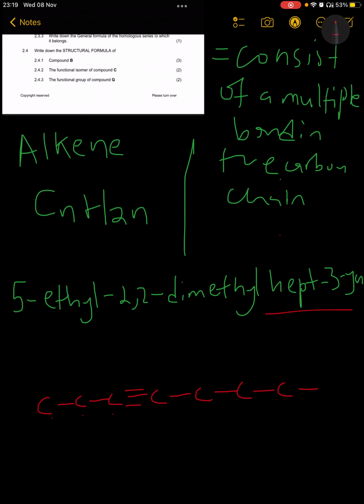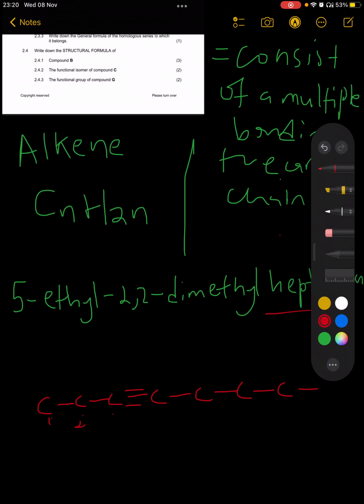Now there is a dimethyl. Where is this dimethyl? In carbon number 2, we said this is 1 and this is 2. So this means we need to attach 2 methyl groups.